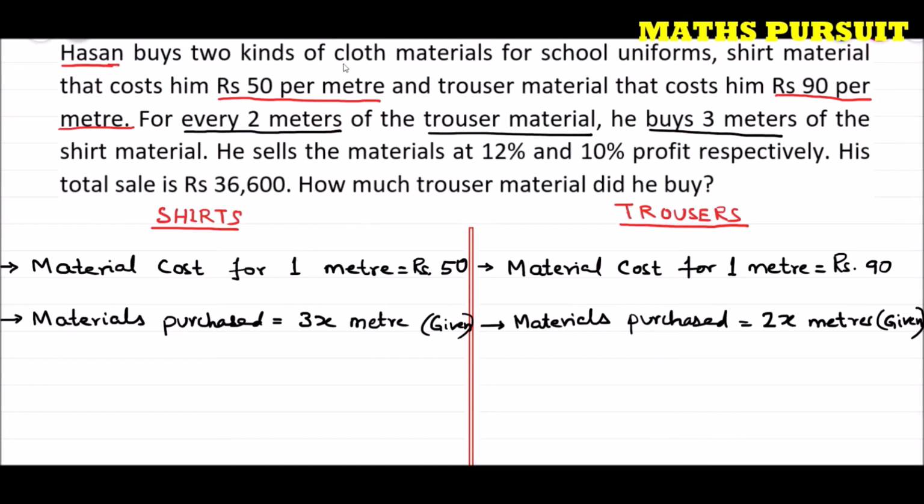So what we got: materials purchased is equal to 3x meters for shirts, and material purchased for trousers is 2x meters. Till here I believe we are very clear. Now let us calculate the cost price.